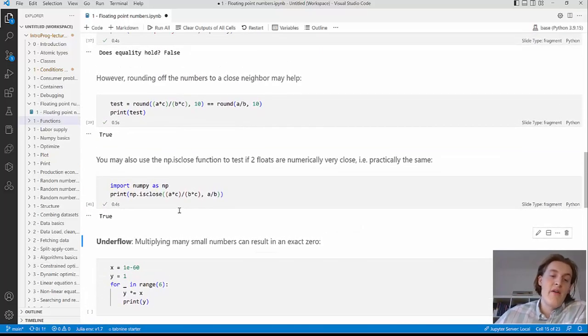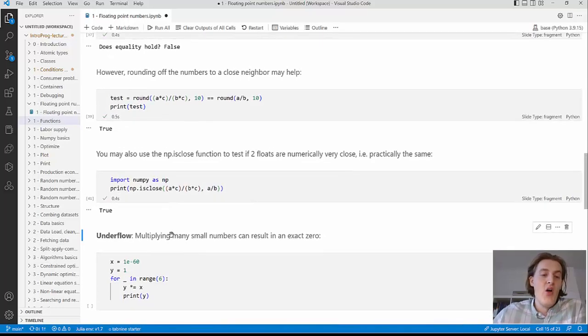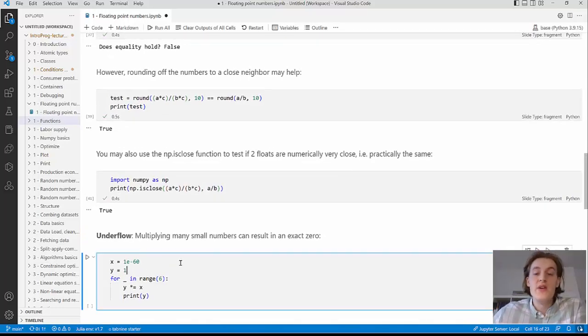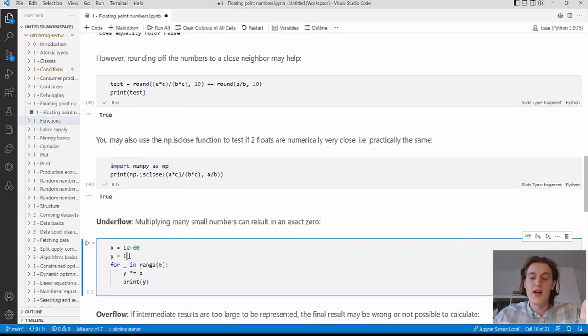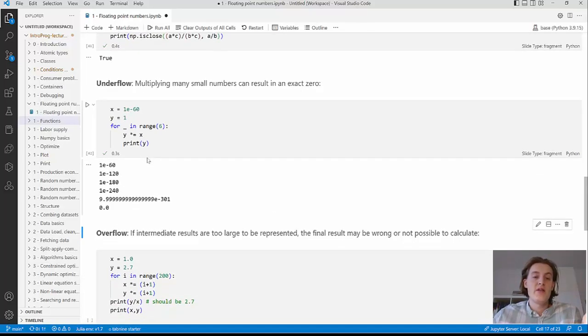Two other issues you can have are called underflow and overflow. These will rarely happen in practice, but it's good to know that they can happen. So underflow is that if you have a very, very small number and you want to represent it, then Python will sometimes store it as an exact zero. So here we're just taking the number 1 and we multiply it by a very small number, and then we print it each time and see what Python stores it as.